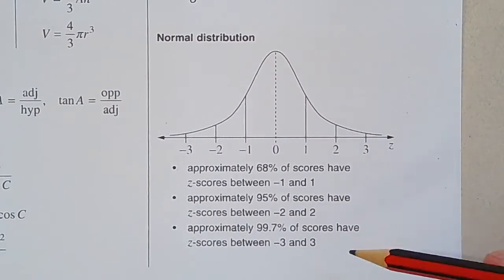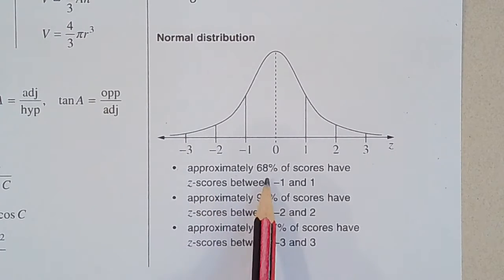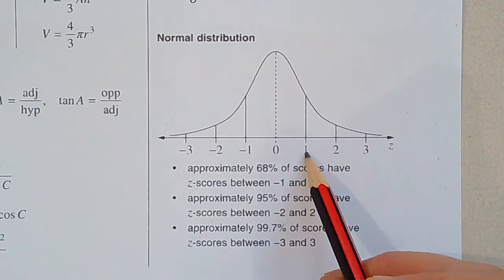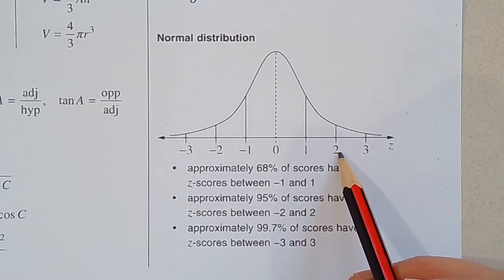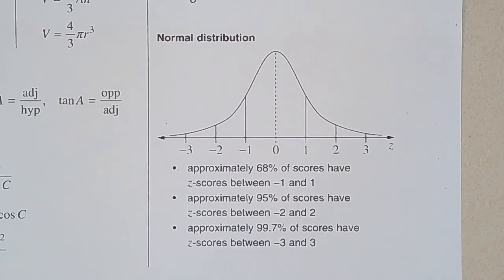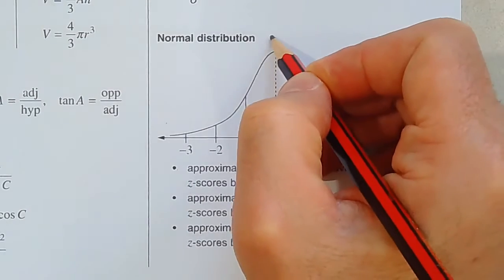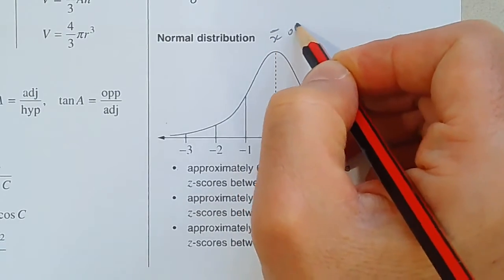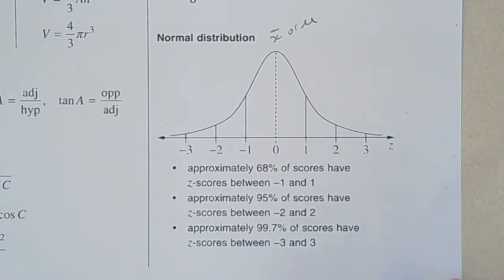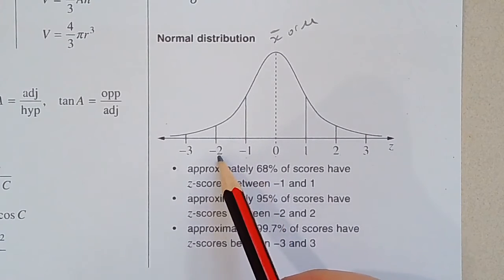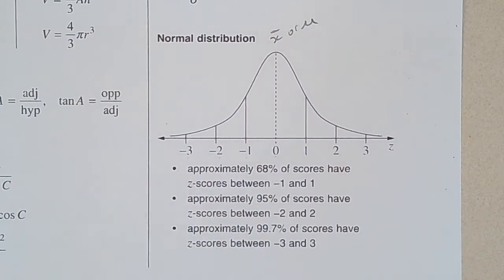So on the formula sheet, you're told that approximately 68% of scores have z-scores between -1 and 1. A z-score is just the number of standard deviations, okay? So this is 1 standard deviation above the mean, 2 standard deviations above the mean, 3 standard deviations above the mean, 0 standard deviations above the mean. So this is actually where the mean is. This is x bar or mu, it doesn't matter, either one. -1 standard deviation below the mean, -2 standard deviations, -3 standard deviations.